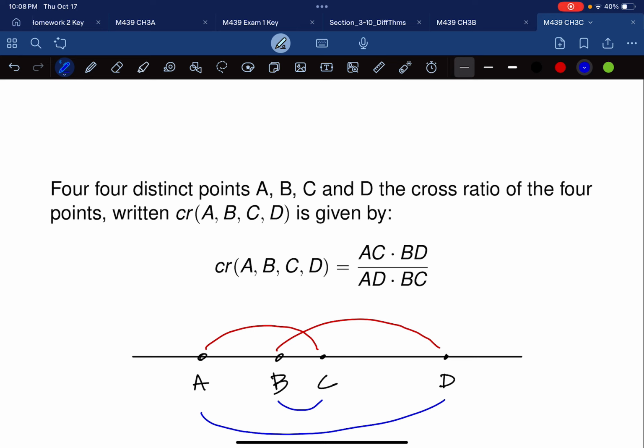And I guess you can see why they're called cross ratios. There's this crossing that happens on top, and then non-crossing on bottom. But this is a way of assigning a number to the spacing between 4 points that are collinear. Okay, so that's this bizarre thing called a cross ratio.